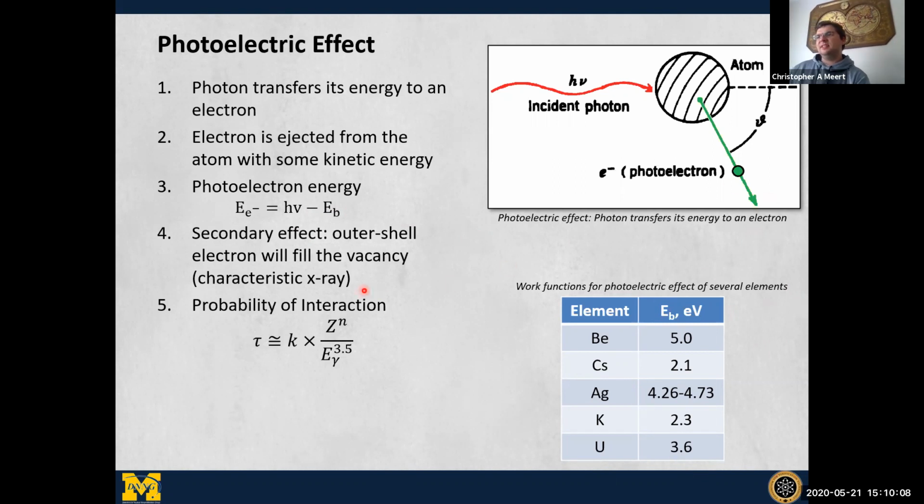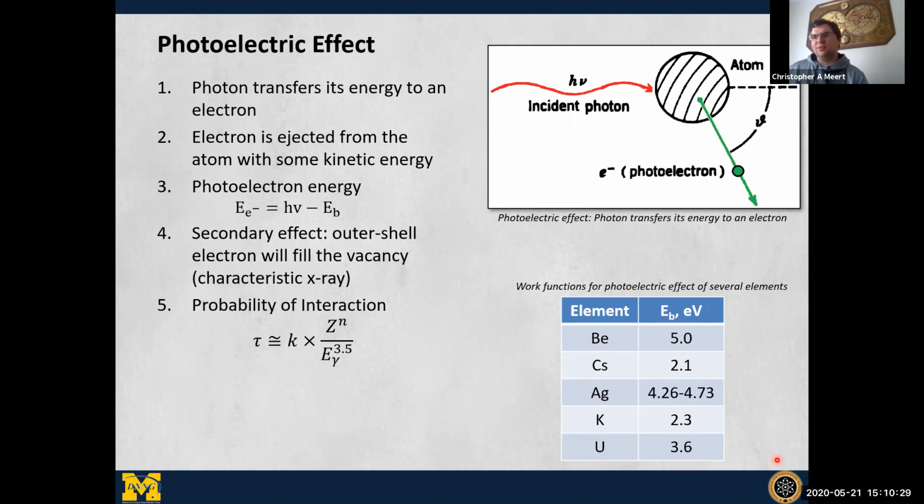You'll often see some secondary effects with the photoelectric effect. The photoelectron leaves the atom and leaves a vacancy. That results in another electron from a higher shell falling into that vacancy, and a characteristic X-ray is emitted thereafter.